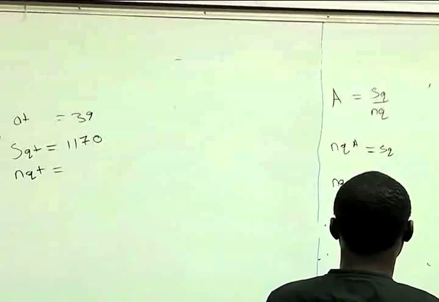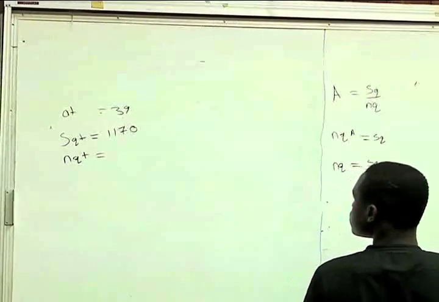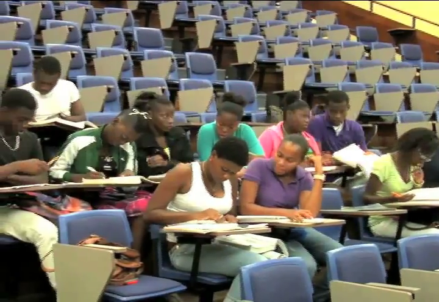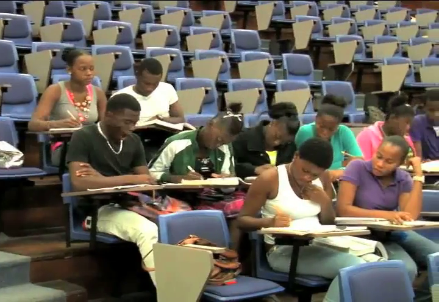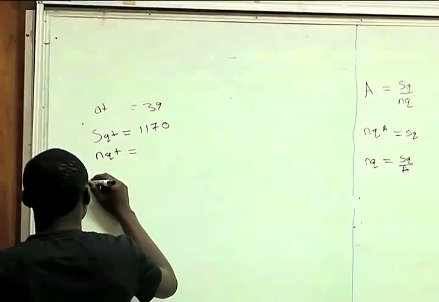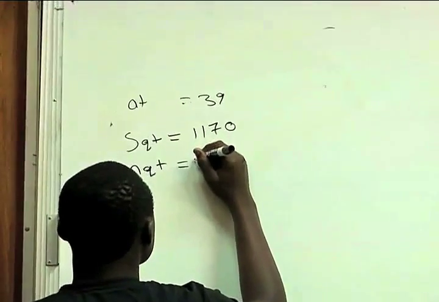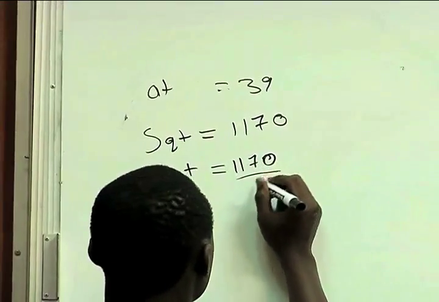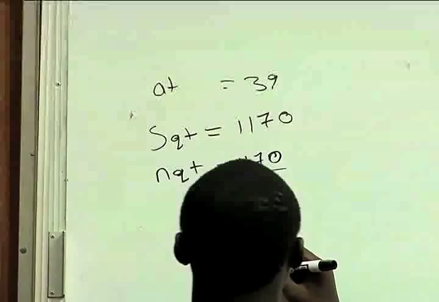Alright, work out NQ now with the numbers we have for teachers. So NQ equals SQ. What's SQ? 1170. Write that after the equal sign, divided by A. Not 39, man. You know A already. 39.